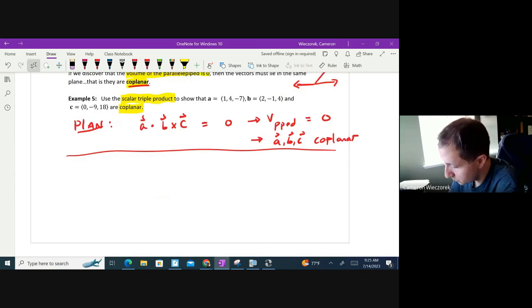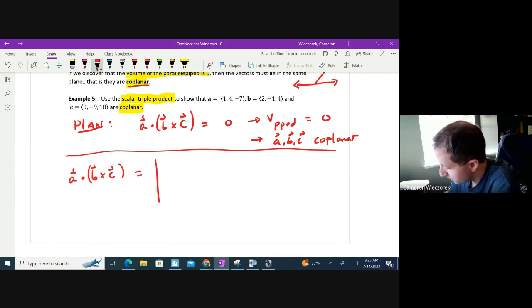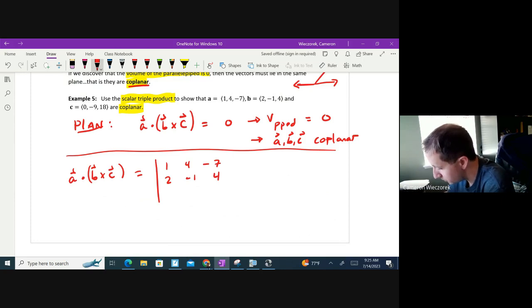Okay, well, we need to compute A dotted with B cross C. I should put my parentheses there. There we go. Okay, so the way I'm going to do that, I'm going to put my entries of A along the top row, 1, 4, -7. I'm going to put my entries of B in the middle row, 2, -1, 4. And I'm going to put my entries of C in the bottom row.